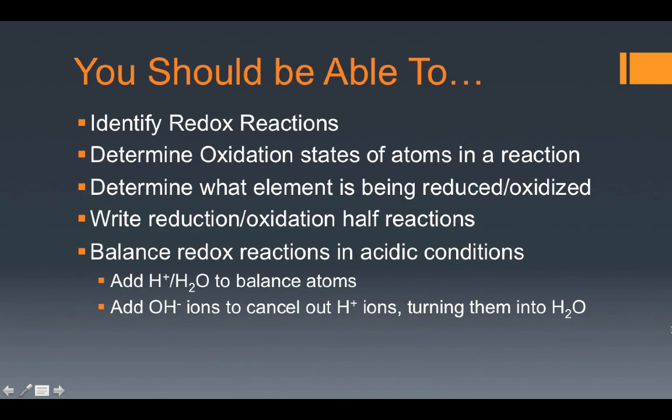So to wrap up, you should be able to do pretty much all the things you've been asked to do for the last couple of videos. The only difference is this last step here, being able to balance redox reactions under basic conditions, adding H pluses and H2O to balance things out, and then finally adding OH minus ions to cancel out your H pluses, turning them into H2Os, making the conditions that we describe match the balancing techniques that we use.